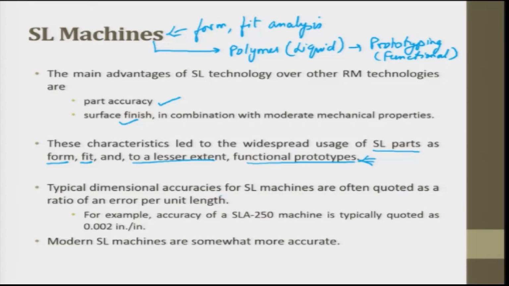The two-dimensional accuracy for SL machines is often quoted as the ratio of an error per unit length. For example, it is 0.002 inch per inch. So, the error per unit length is told when we talk about accuracies. Modern SLS machines are somewhat better than this.